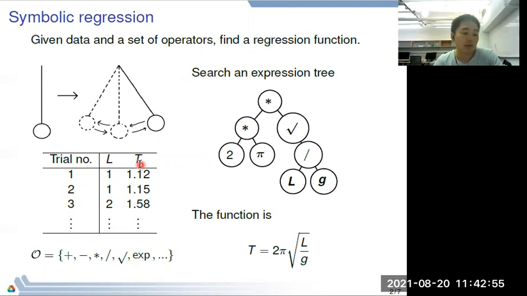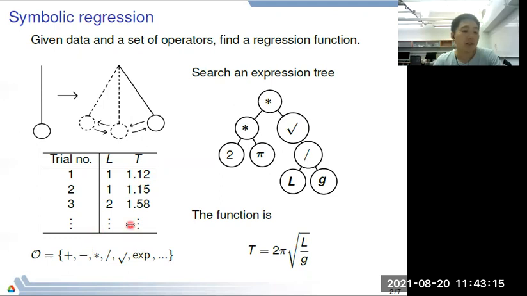For example, we don't know if it is linear, exponential, logistic, or something like that. We just know maybe that the function will use this kind of operators. That is all we know. In this situation, what we can do is symbolic regression.